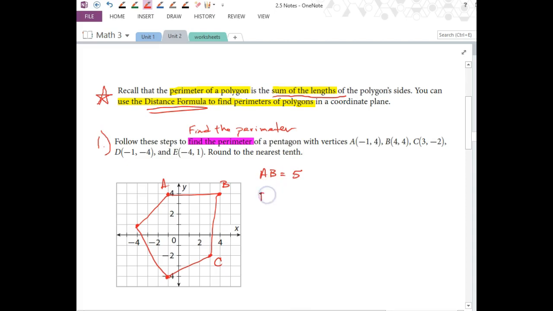Let's go from B to C. This time I'm going to use the distance formula from B to C. The distance formula goes 4 minus 3 squared plus 4 plus 2 squared. Everybody okay following that? Using our ordered pairs, can we do mental work here and do 1 plus 4 inside the square root? So we get the square root of 5. No? Disagree?